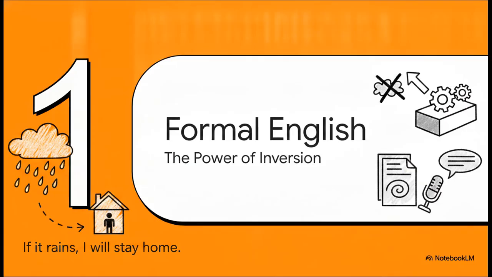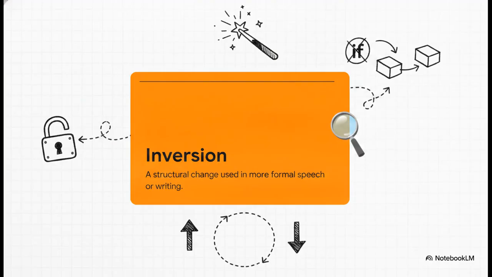Part 1. Welcome to formal English, the power of inversion. Okay, so we all know standard conditional sentences, right? "If it rains, I'll stay home." That kind of thing. But in a high-level business email or a formal academic speech, "if" just feels a little too casual. So how do we fix it?